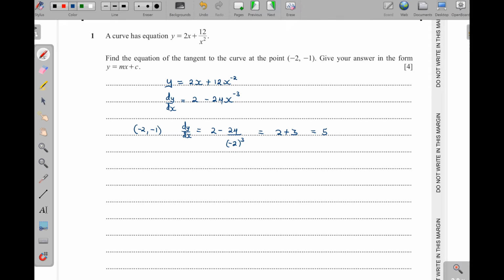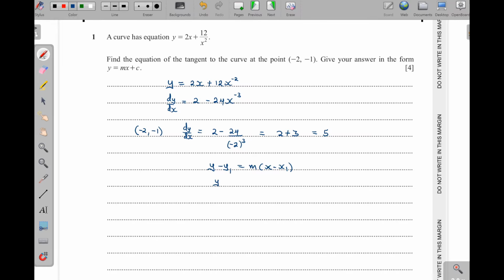Then after this, using y minus y1 is equal to m into x minus x1. So we have y, then minus, our y1 is -1 here. So -1 is equal to m, which is 5, then x minus, our x1 is -2. Now this one is going to become a plus, and also this one is going to become a plus.